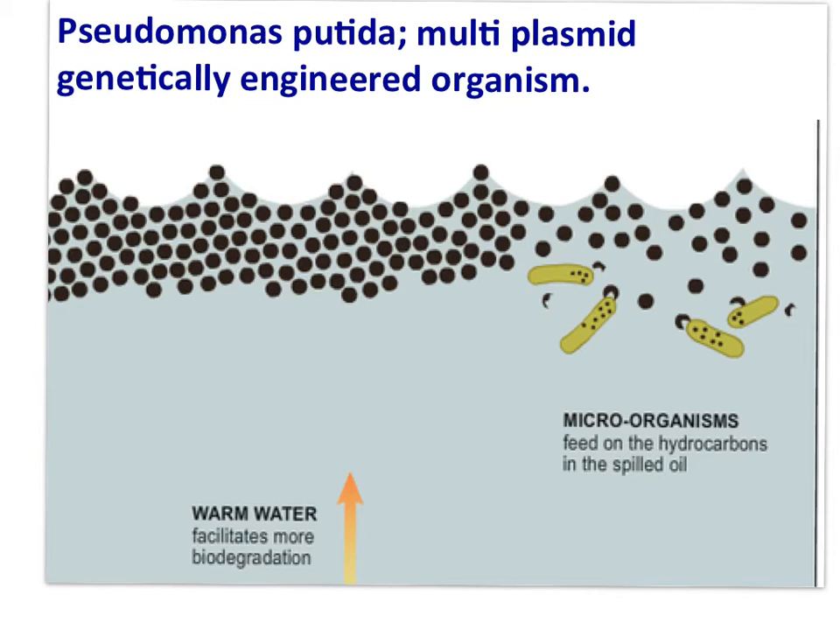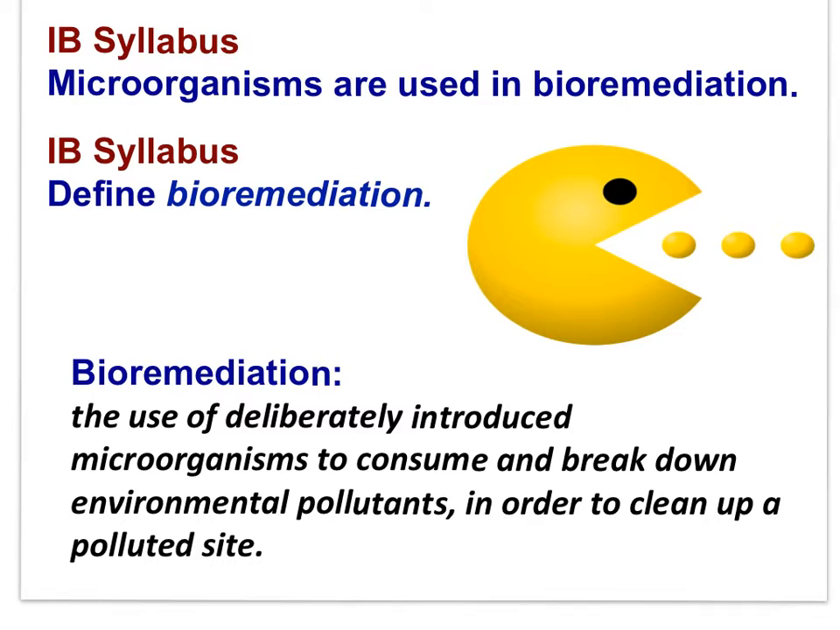The use of Pseudomonas putida is preferable to other Pseudomonas species because it is a safe species of bacterium, unlike Pseudomonas aeruginosa, for example, which is an opportunistic pathogen in humans. The use of Pseudomonas putida to clean up oil spills is an example of bioremediation, the use of deliberately introduced microorganisms to consume and break down environmental pollutants in order to clean up a polluted site.